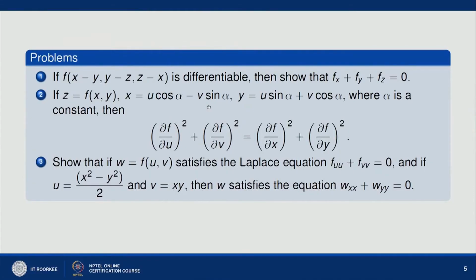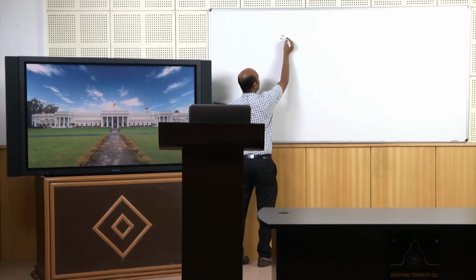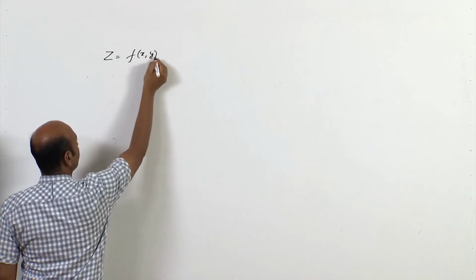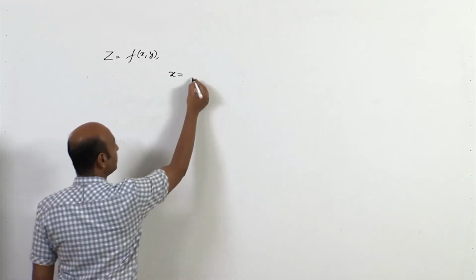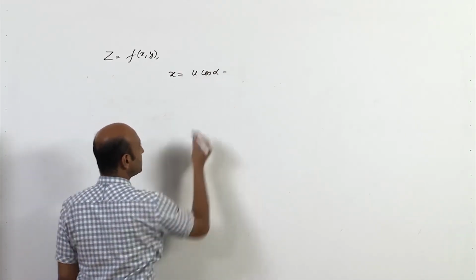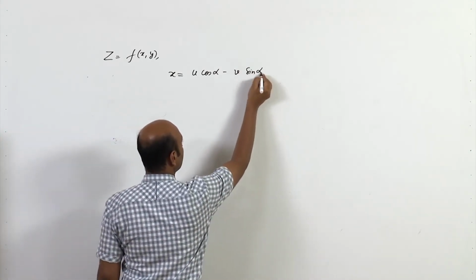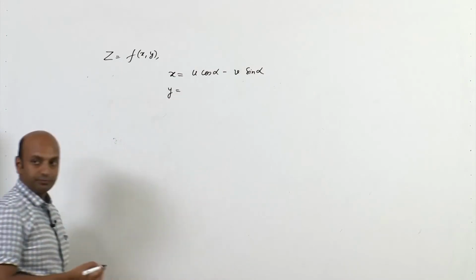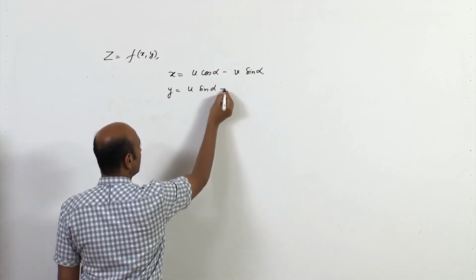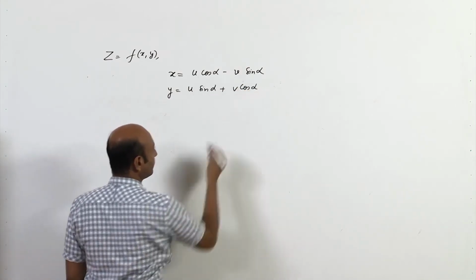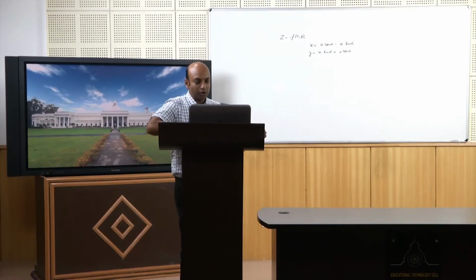Now, the second problem. Suppose z is a function of x and y, and x is equal to u cos alpha minus v sin alpha, y is again a function of u and v, it is u sin alpha plus v cos alpha, as given in the problem. So, alpha is a constant here.